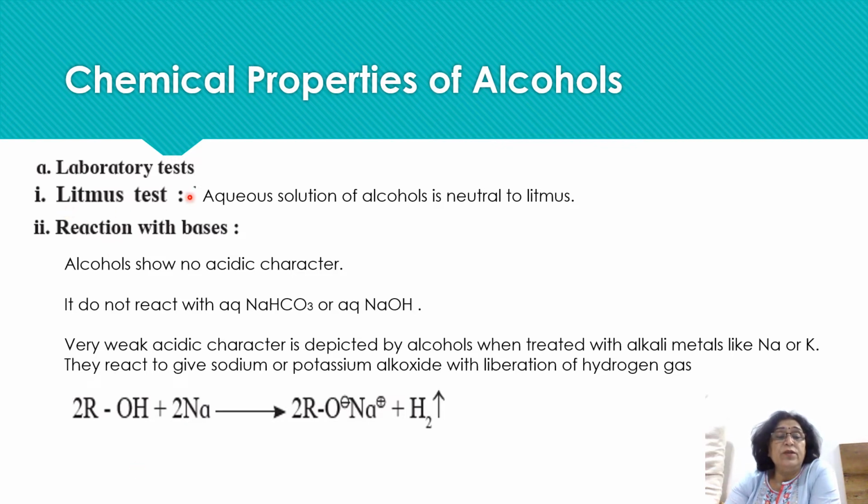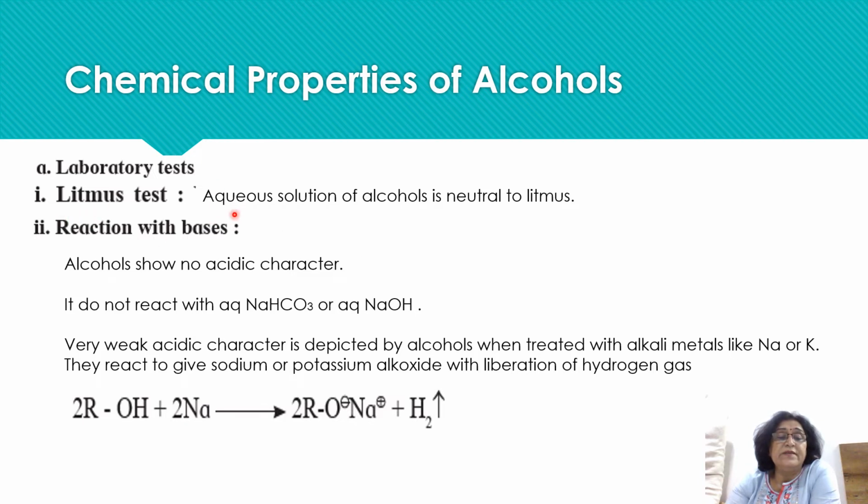So we can do the litmus test. Take alcohol solution and put a few drops on the litmus paper, blue litmus paper and the red litmus paper. It was seen that there is no effect on the litmus paper. That means alcohols are neutral.